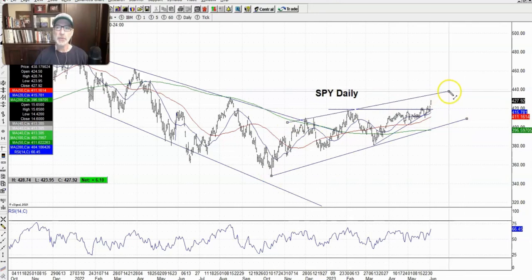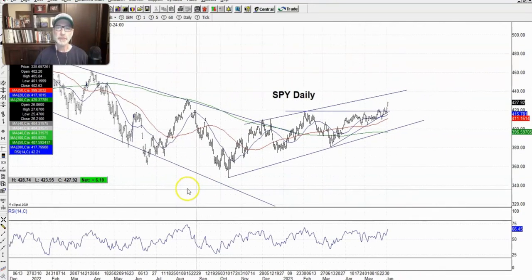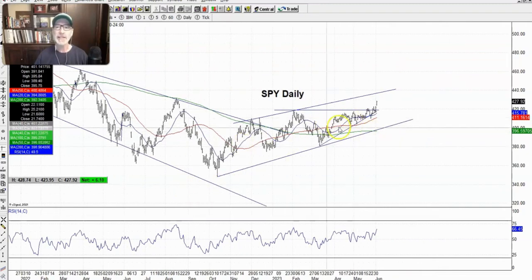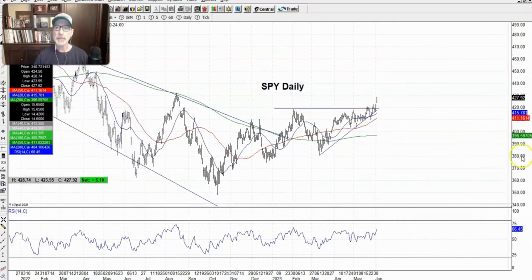So we kind of have this new channel that we're in for the S&P 500. And in addition to that, we also had this other, this is what's called an ascending triangle right here. So let's remove these, so we can focus on the triangle right here.